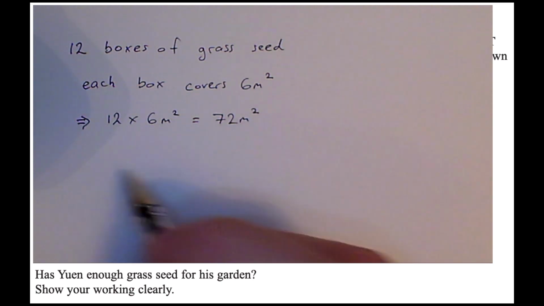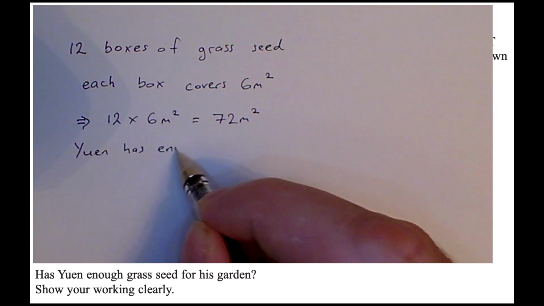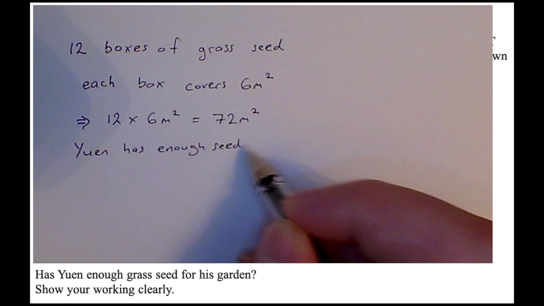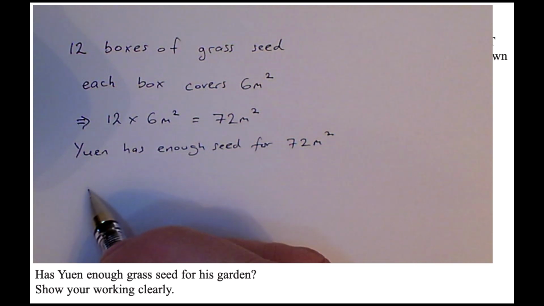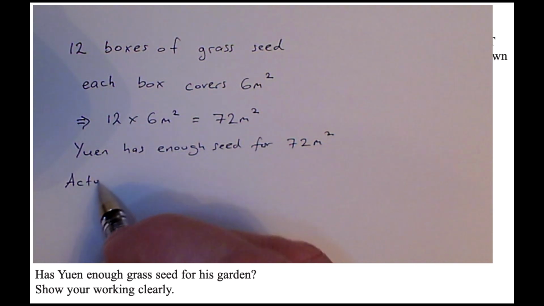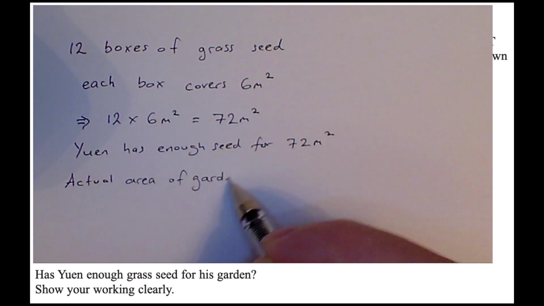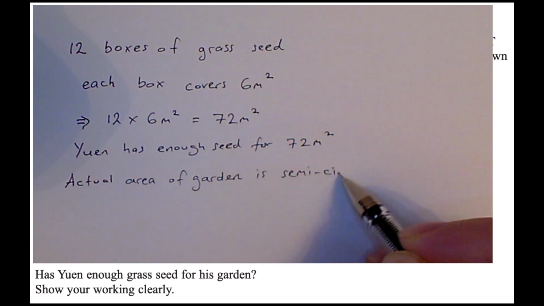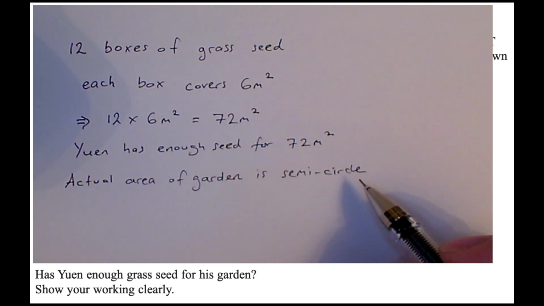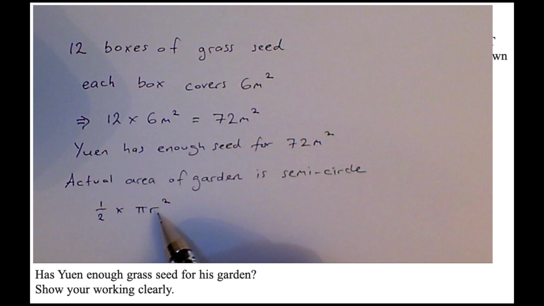Now, of course, we need to work out the actual size of his garden, which is a semicircle. Well, we know the area of a circle is pi r squared, so we need to halve that because his garden is not a whole circle, it's a semicircle. So I'm going to write down the formula for a semicircle. It should be half pi r squared. Radius, of course, we know because we're given it in the question as 7.2, I believe it is.